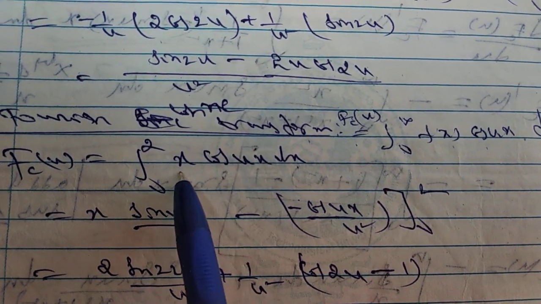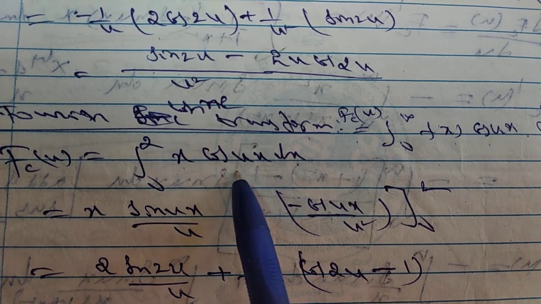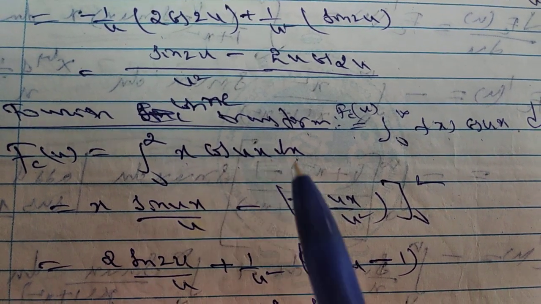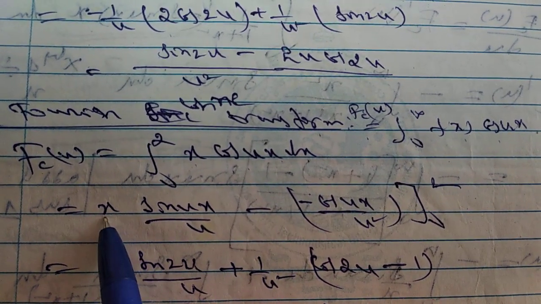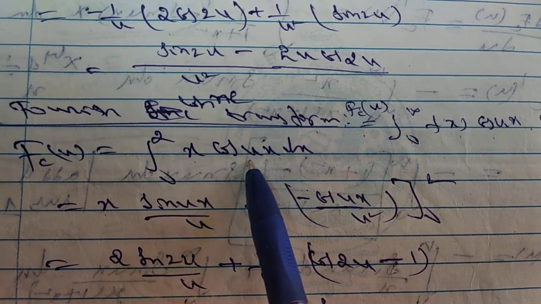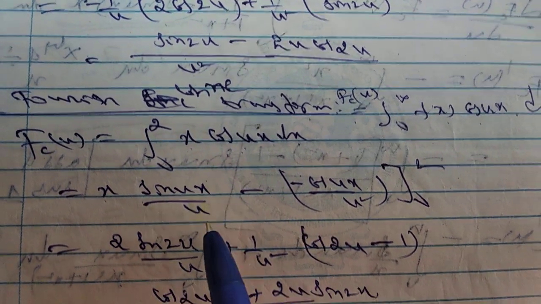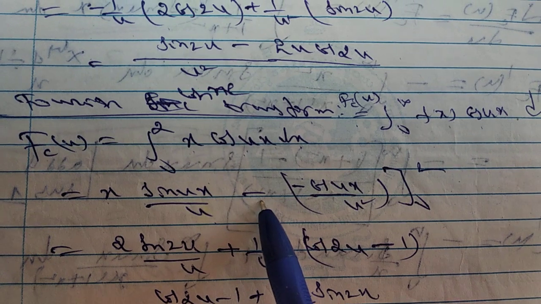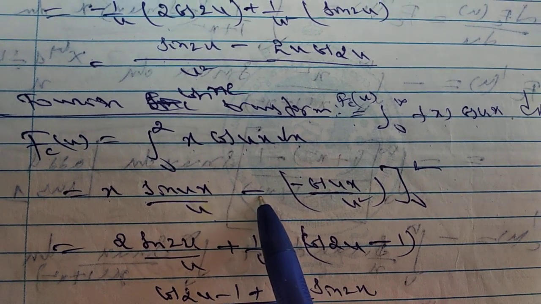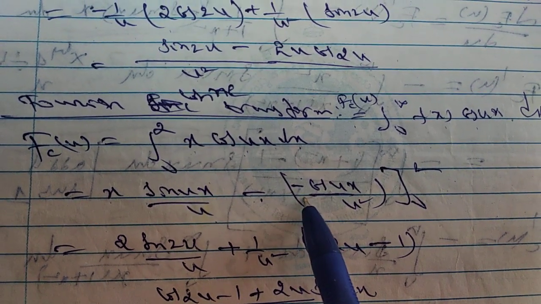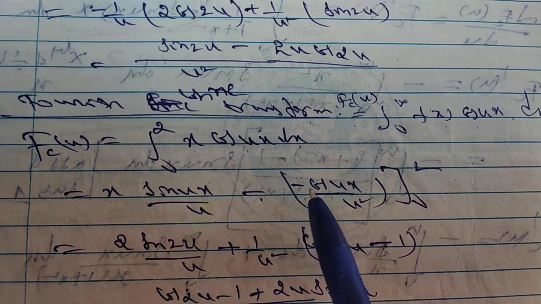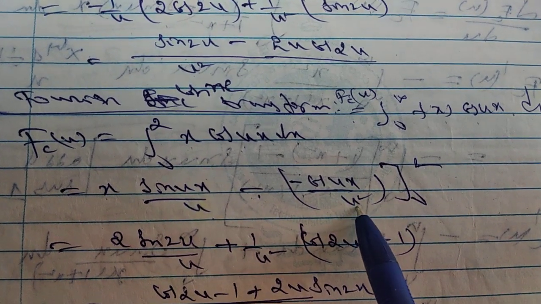Now you have to choose u is equal to x and v is equal to cos(ux). Same Bernoulli's rule: u v1, where the integration of cos(ux) is sin(ux) divided by u, minus u', which becomes 1, into v2, the integration of sin(ux), which is minus cos(ux) divided by u squared.